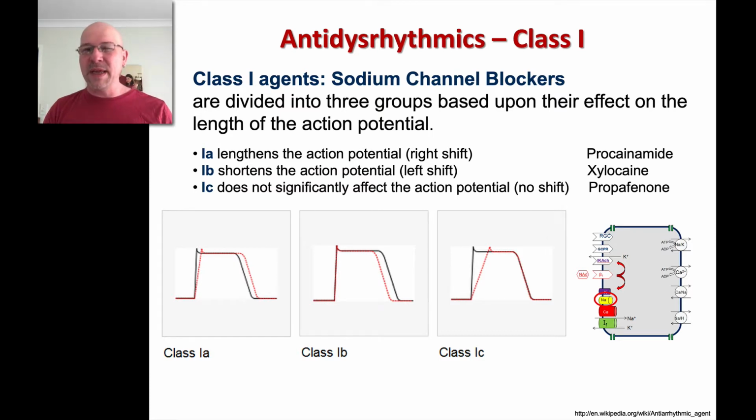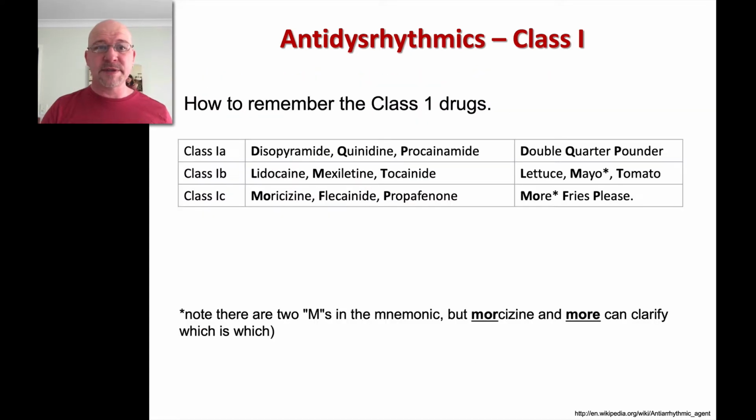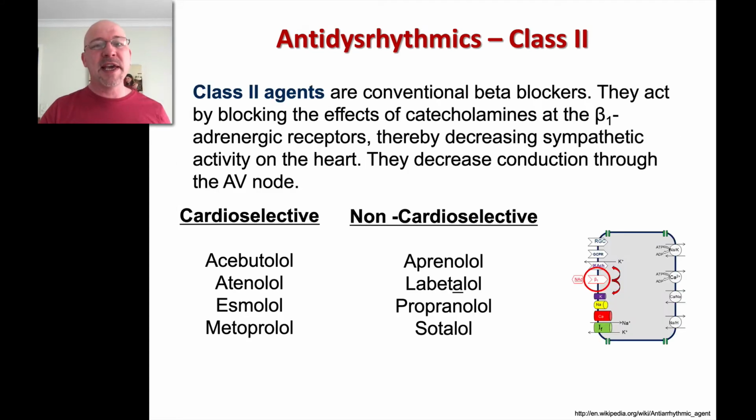Again, you don't need to know those for the purposes of undergraduate paramedic education, but it gives you an idea that we have different agents that work in the different areas. There's a way that you can remember the class 1s: double quarter pounder, lettuce, mayo, tomato, more fries, please. If you're studying for medicine and you need to memorize, then that's one way to do it. But this does introduce you to some of the major class 1 sodium channel blockers, antidysrhythmics. You don't need to memorize this, unless your teacher says you do, or unless you're really geeky.